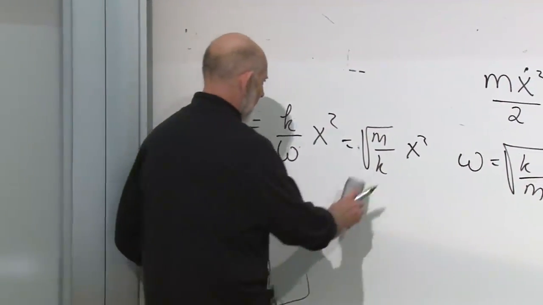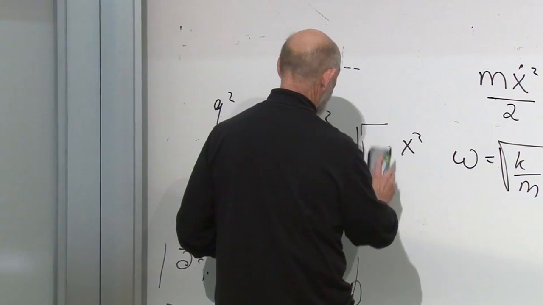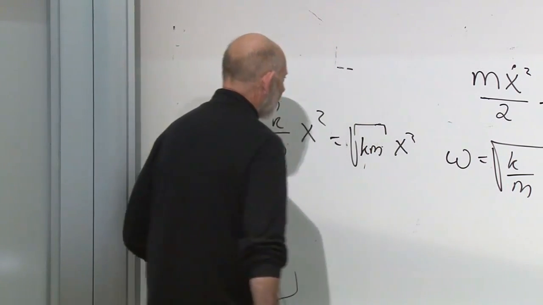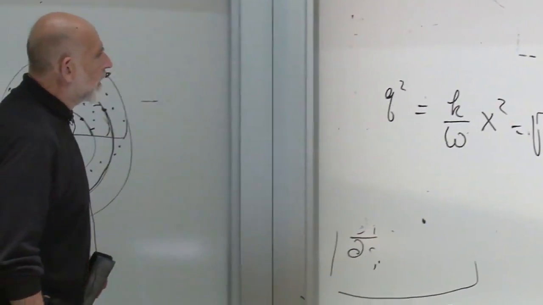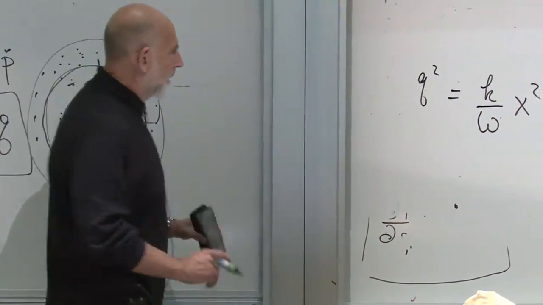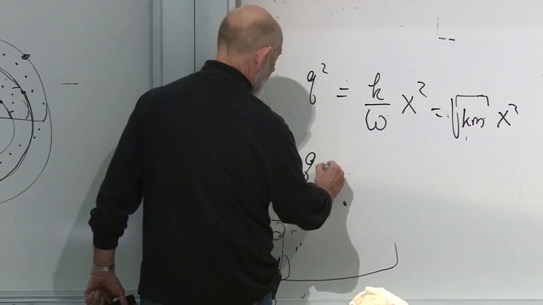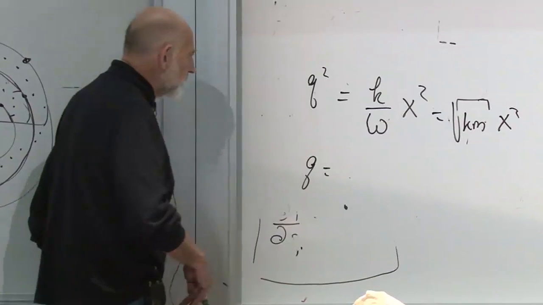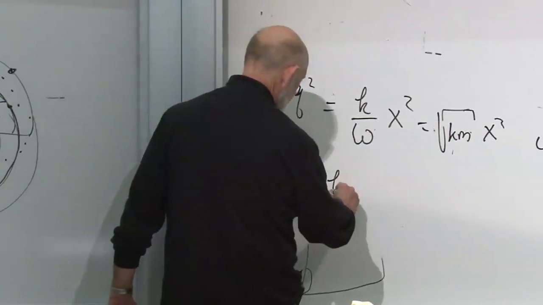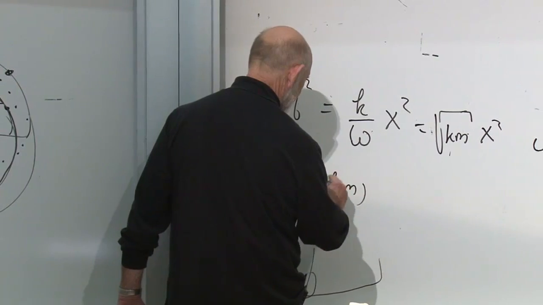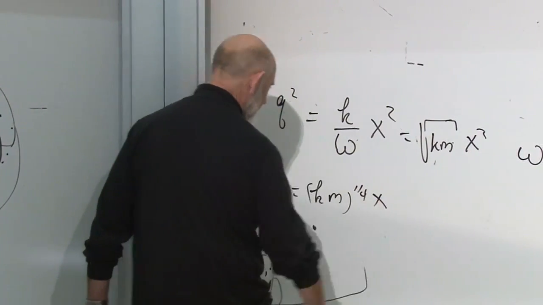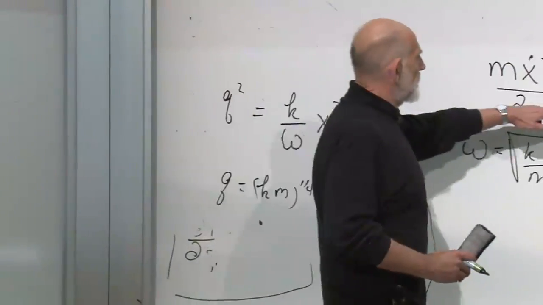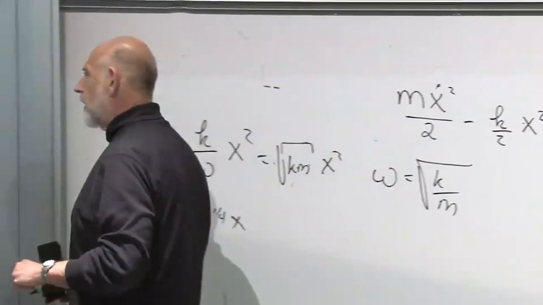Ah, you're right. It's square root of km. That sounds better. Square root of km. This is the definition of Q. Q is equal to the fourth root of that. I don't know how to write fourth root. That's the definition of Q, and it ensures that this term over here is equal to this term.